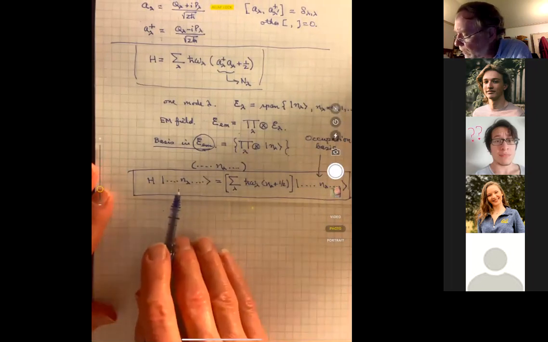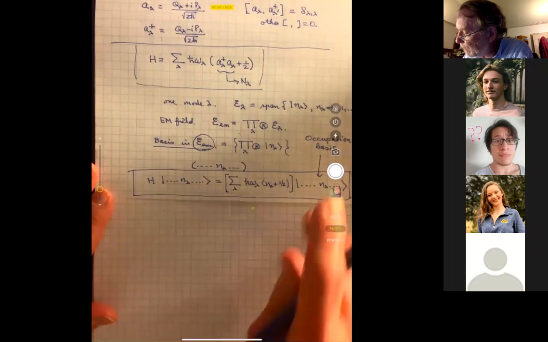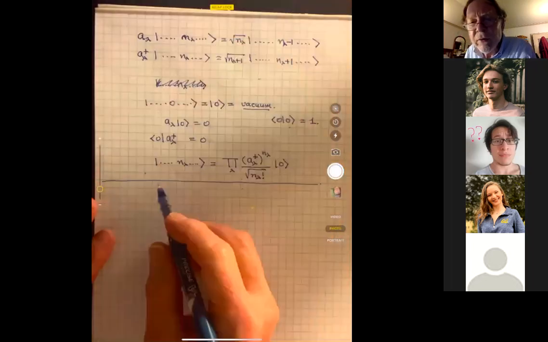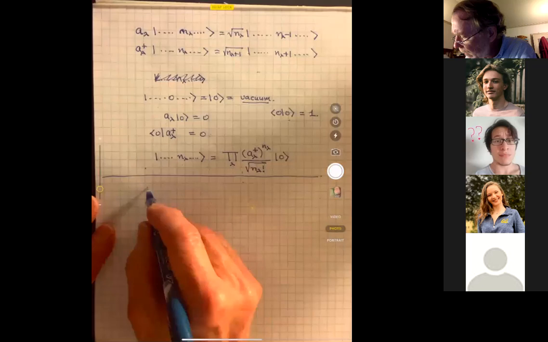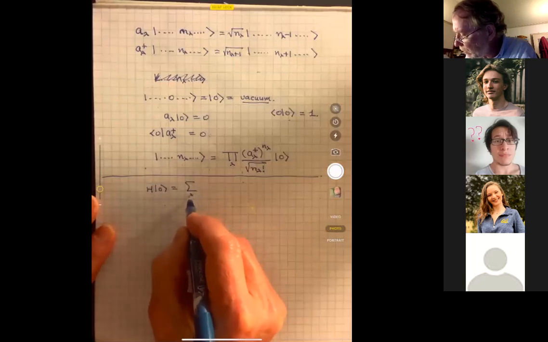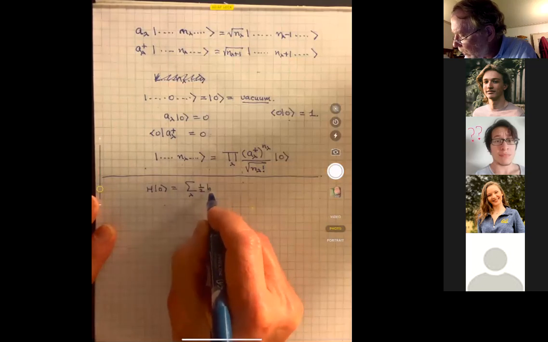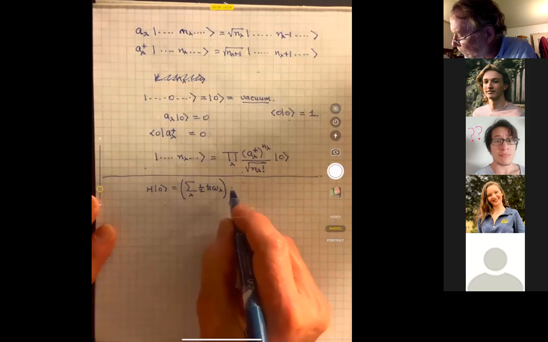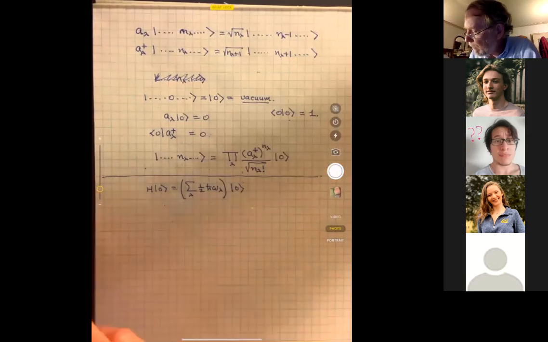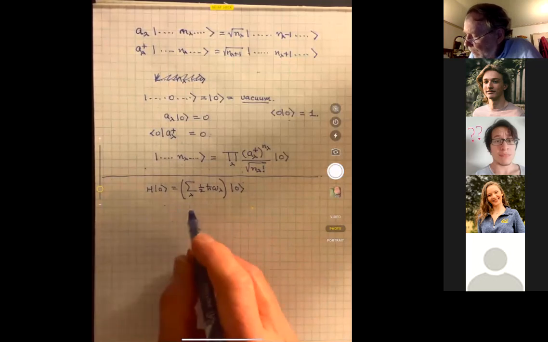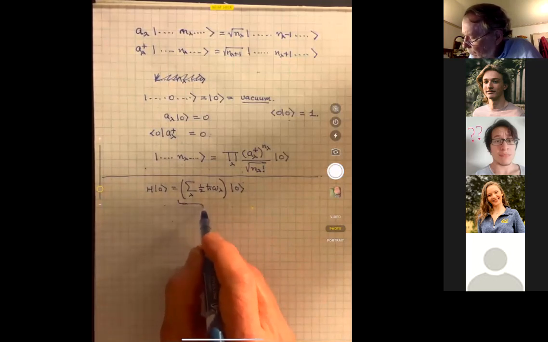Let's apply this formula to the vacuum state. In that case, all the n_λ are equal to zero, and we get a simpler formula. So what it is over here then is that H applied to the vacuum brings out an energy, which is a sum over modes λ of just 1/2 ħ ω_λ. That's the zero-point energy of the modes multiplying onto the vacuum. So the vacuum is an eigenstate of the Hamiltonian with this energy.